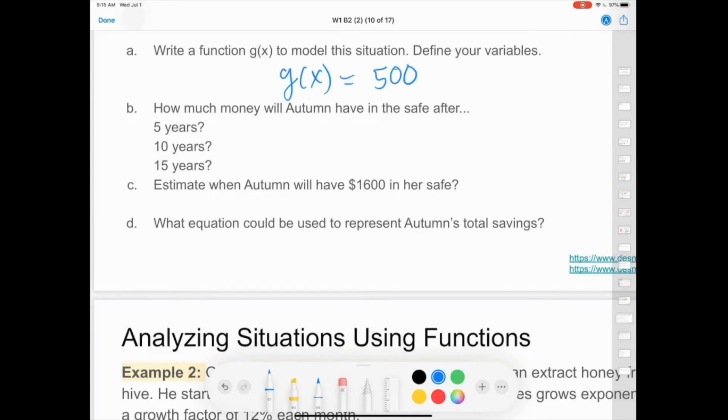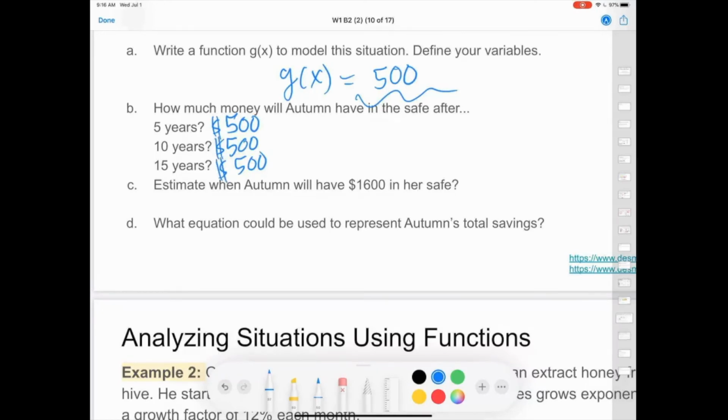For part B, it's asking how much money she is going to have after 5 years. If she never adds to it or takes anything away, what do you think? You can type it into the comments. Perfect, she's going to have $500. What about 10 years? What about 15 years? Is that amount of money ever going to change? Perfect, it's not. She's always going to have $500 if she keeps that money there.